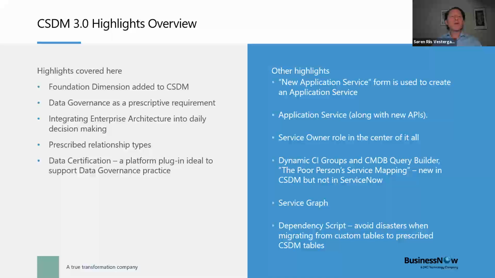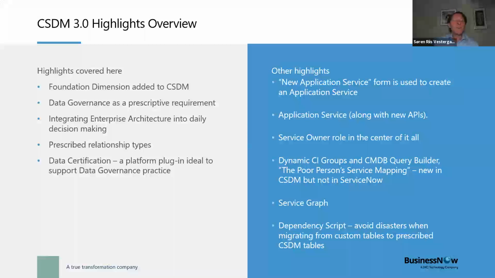So the third subject here is integrating enterprise architecture into daily decision making. I think this is wonderful that it's one of the potential benefits of using the model and adhering to the model, that we connect this, and I will say more about that later.